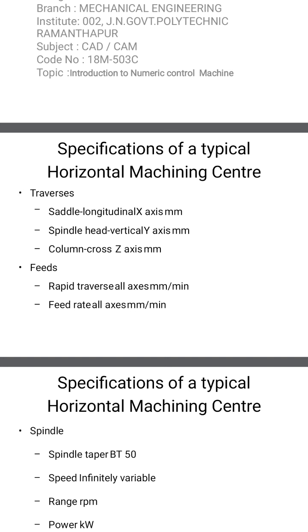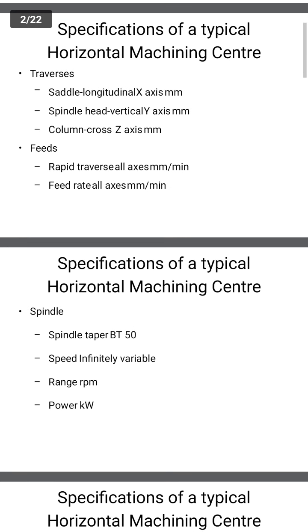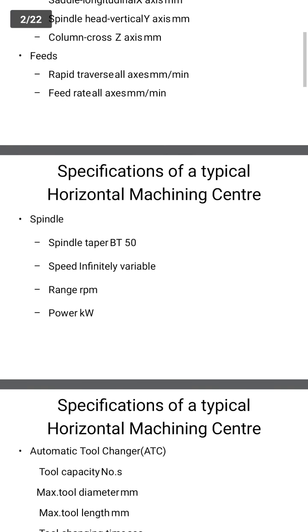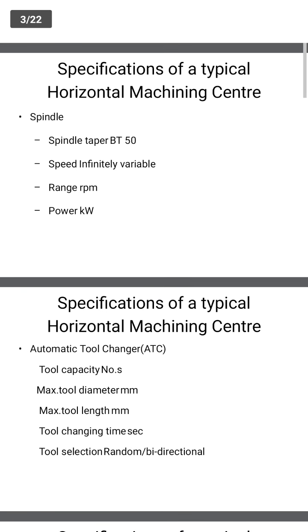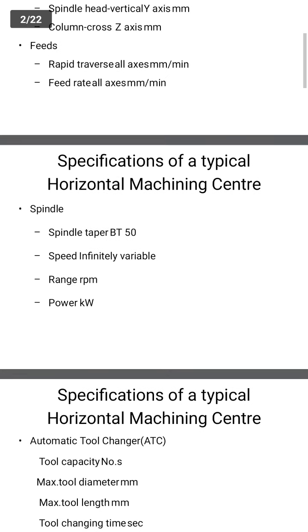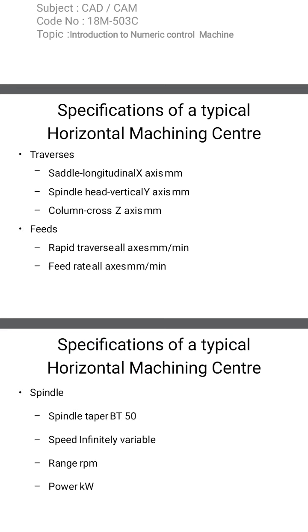So feed rapid traverse, feed rate for all axes in meters per minute. Spindle, how we give the spindle taper, spindle infinitely variable range, rpm, power in kilowatts, all those things come under specifications. So what is this? A typical turning center, we'll see first.